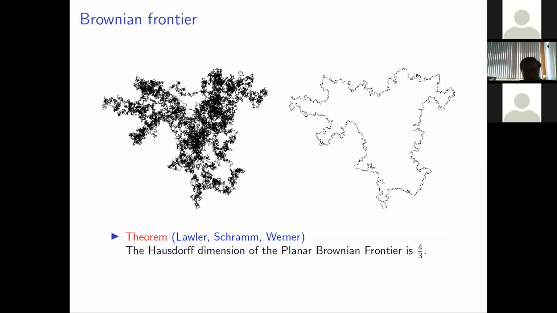Another result is by Lawler, Schramm and Werner on the Mandelbrot conjecture about the dimension of the Brownian frontier. Here we have a path of Brownian motion. Now we take the boundary of the unbounded component of the complement of the path. This is called the frontier.